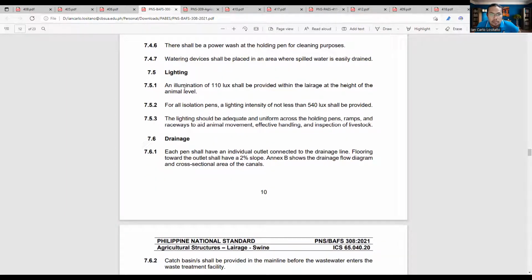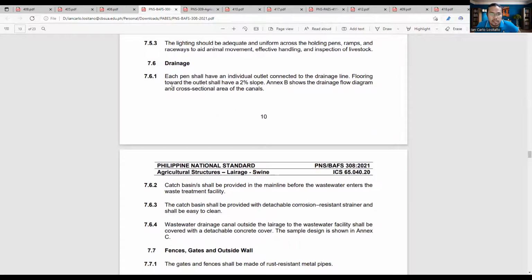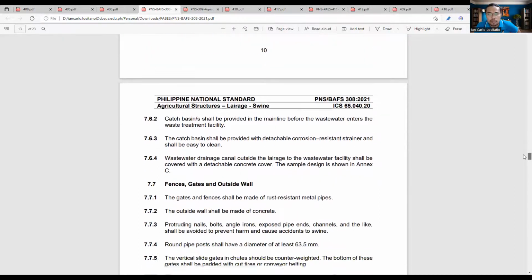For lighting, there's a 110 lux requirement, minimum. But for the isolation pens, it should be 540 lux because observation of the animal is required. Lighting should be adequate and uniform across the holding pens, ramps, and raised space to avoid animal movement, and for effective handling and inspection of livestock. For drainage, this is required for the easy movement of water. Flooring toward the outlet shall have a 2% slope, and Annex B shows the flow diagram.